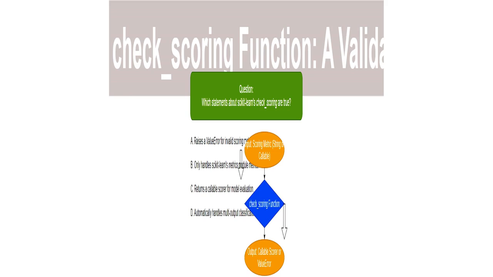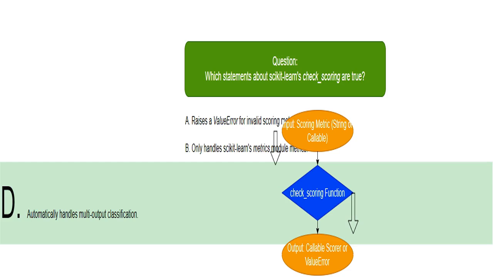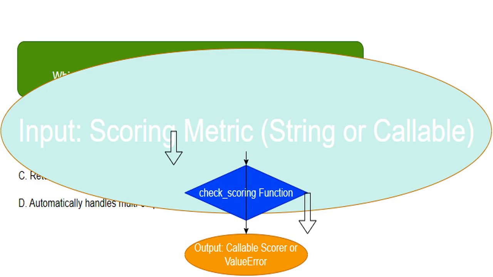This statement says that if you give _check_scoring a scoring metric that doesn't exist, it will tell you with a value error message. It's like the function has a built-in error checking system. This statement is saying _check_scoring automatically handles problems where a model predicts multiple things at once. We'll see if this automatic handling is a feature of _check_scoring.